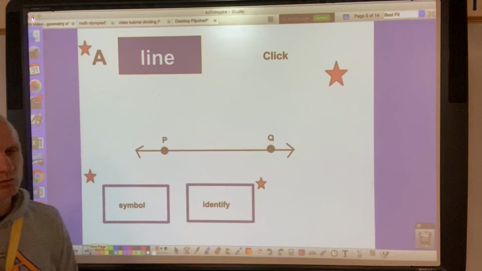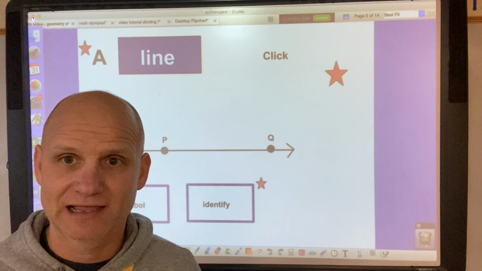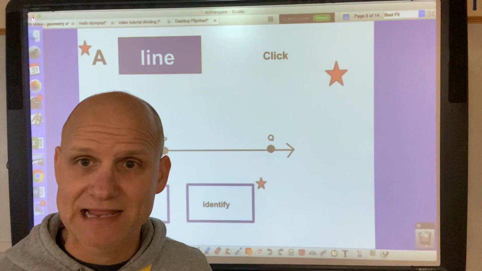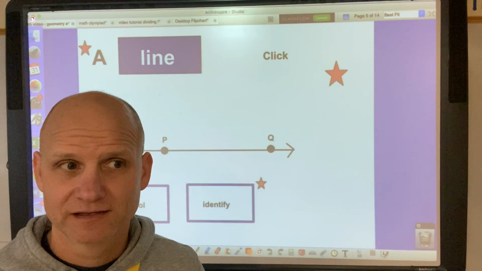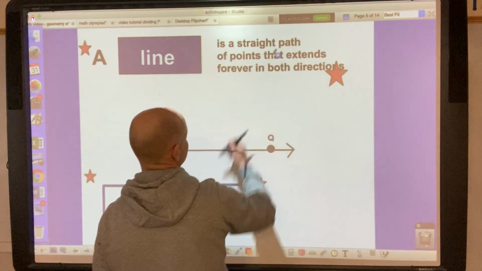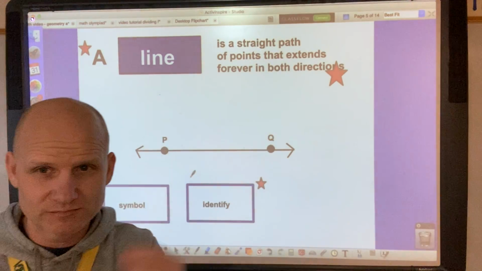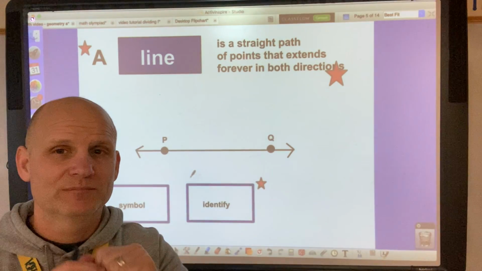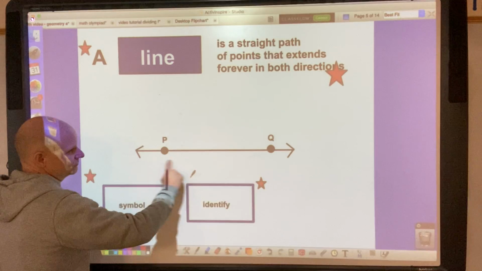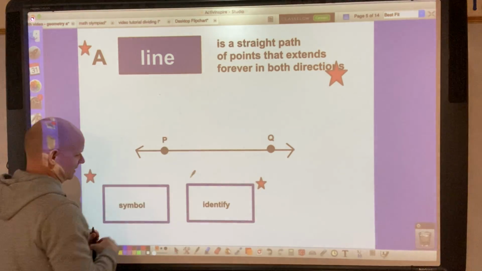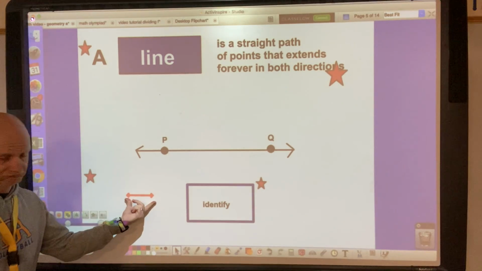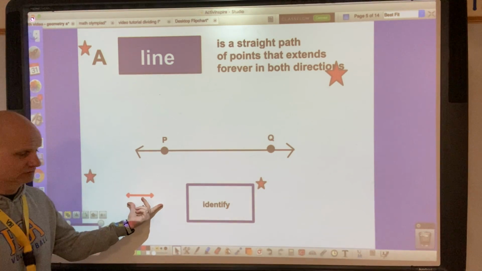And then a line. What is a line? A line is a number of points connected that is straight, but it has no end and no beginning. So here, I wrote this down. It's a straight path of points, but it has no end or beginning. This is a line, because the arrows show that it extends forever in both directions. What is the symbol for the line? It's just what you see. You would just draw that.